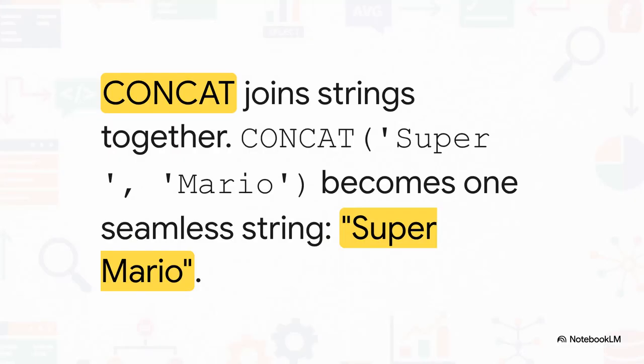And here's a classic you've seen a million times. You have 2 separate pieces of text, Super and Mario. The concat function just sticks them together, like glue, to create one seamless string, Super Mario. It's totally fundamental to how apps build things like full names, titles, and all sorts of messages.